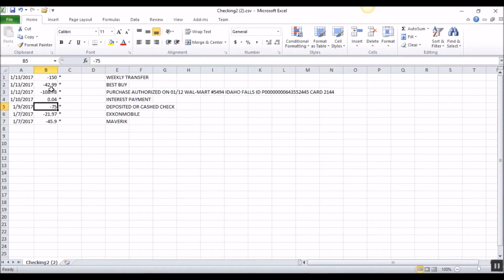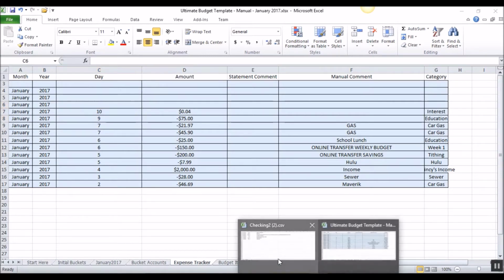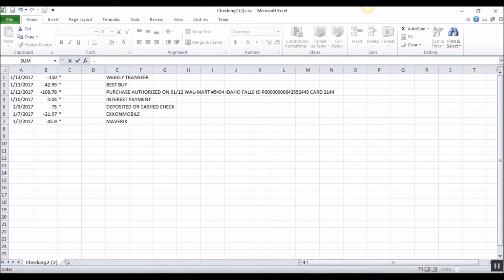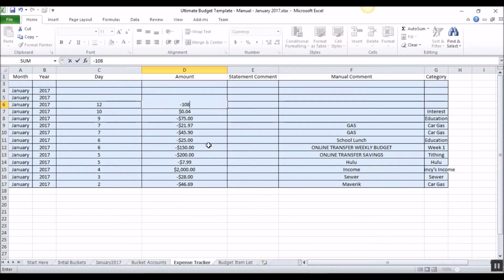We'll jump back over, and we've got a negative $108.78 at our beautiful, beautiful Walmart. This was a sad, sad day for me. So I'm going to go in, and I'm going to put this in as the 12th. And we'll jump over here and do, I don't remember exactly, negative 108 something, 108.78. So I'll put that in and then we'll talk about it.